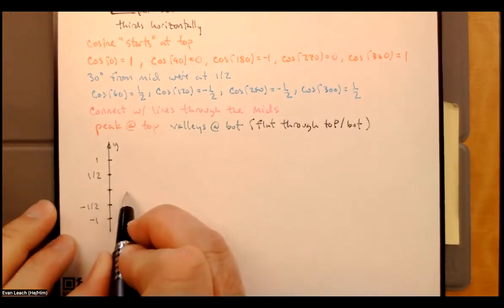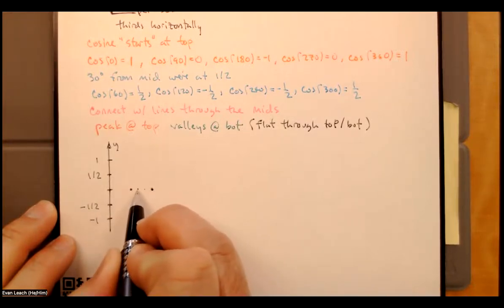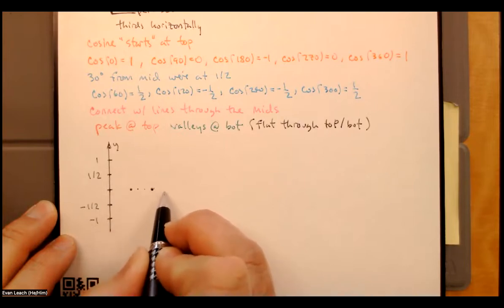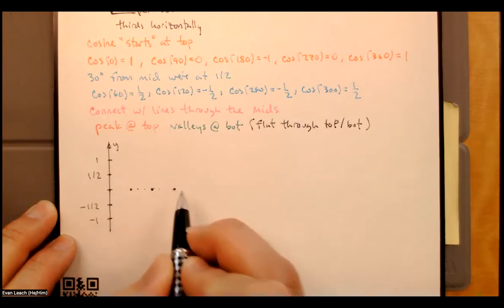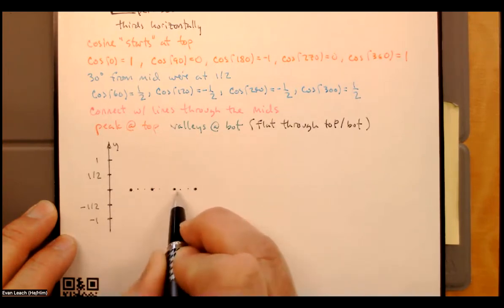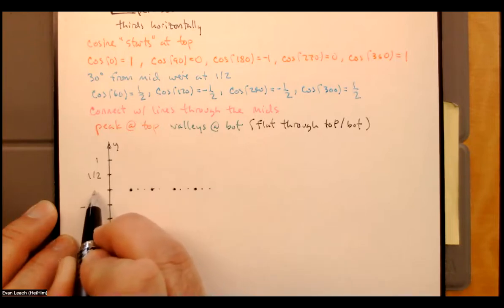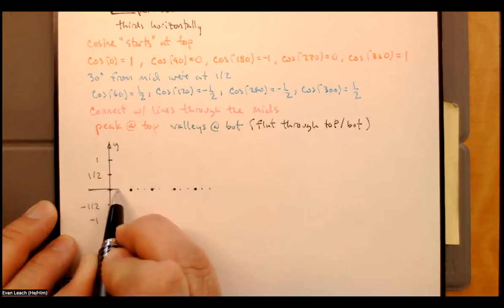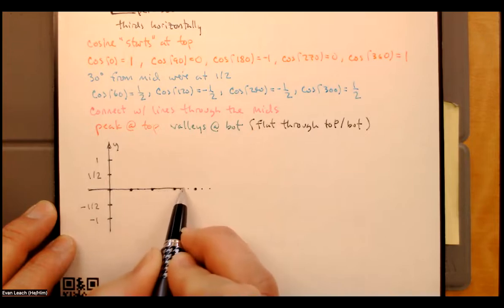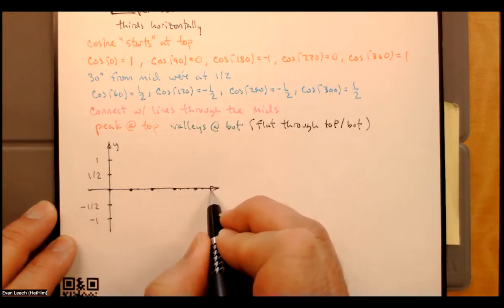So 30, 60, 90, 30, 60, 90, 30, 60, 90. So that's 90, 180, 270, 360. A couple more for extra space. And then here we can draw one cycle of sine.